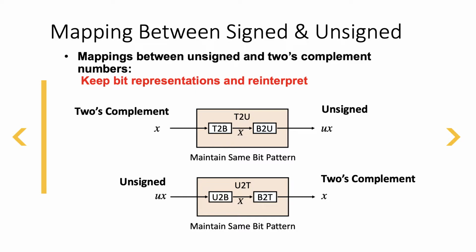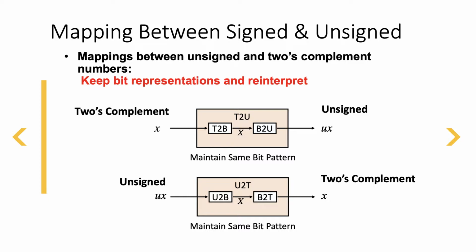The same thing works going from unsigned to 2's complement. We create a new function here, a new box called U to T, or unsigned to 2's complement, where we'll go from the unsigned to the bit representation, then from the bit representation to the 2's complement value. But again, we're just keeping the exact same bits and reinterpreting them based on what we need.